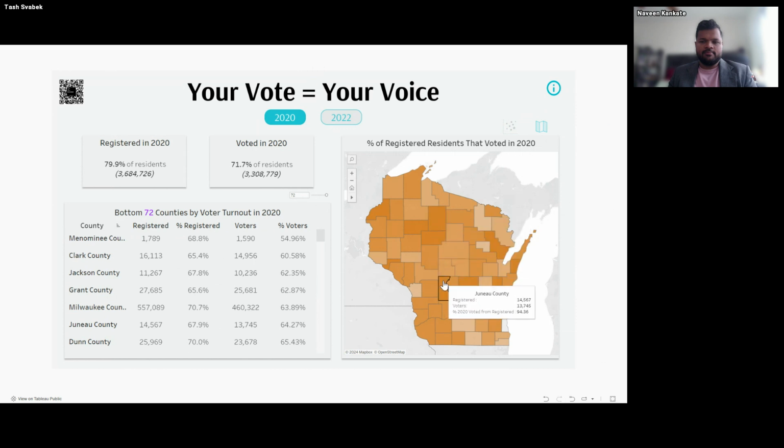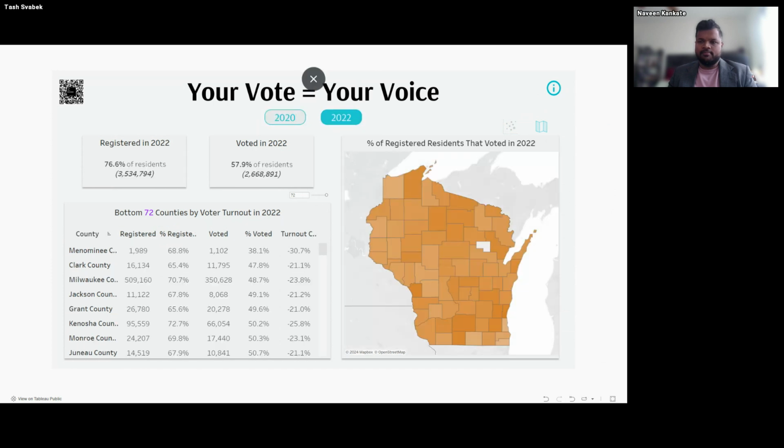You get essentially the same data for 2022, with the addition of a turnout change calculation that shows the drop in turnout between a presidential and a midterm election. So you have just one column added.